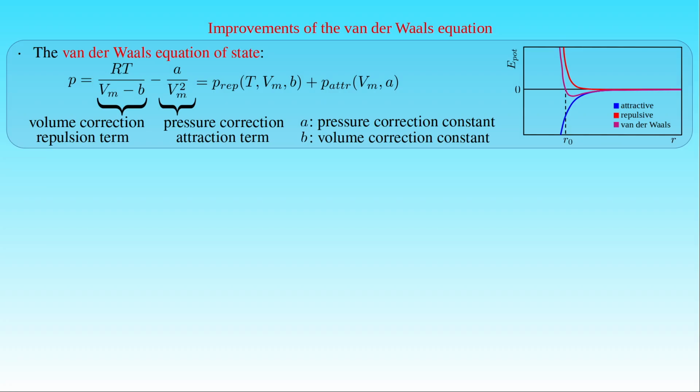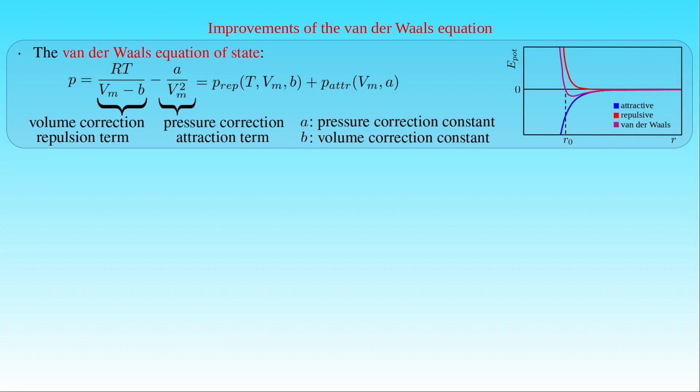In this model, the repulsion term depends on both the temperature T and the molar volume Vm of the gas with the volume correction constant b, whereas the attraction term depends on Vm and the pressure correction constant a. Because the van der Waals approximation describes the behavior of real gases only with a limited accuracy, several modifications were constructed to improve the van der Waals equation.